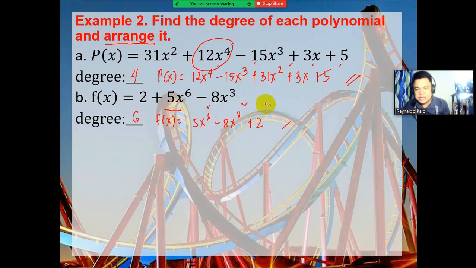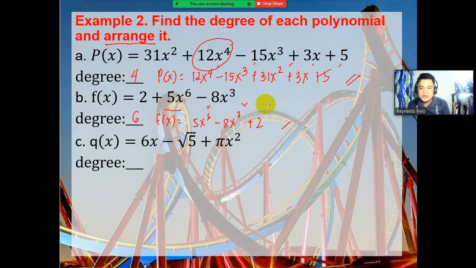Okay? Next, let's have letter C. Q of x equals 6x minus square root of 5 plus pi x squared. For the degree of this polynomial, just look at the term with the highest degree, which is pi x squared. So the degree of this is 2, and then you can now arrange it. Q of x is equal to pi x squared plus 6x minus square root of 5. This is a complete polynomial function. We have the second degree, the first degree, the 0 degree.